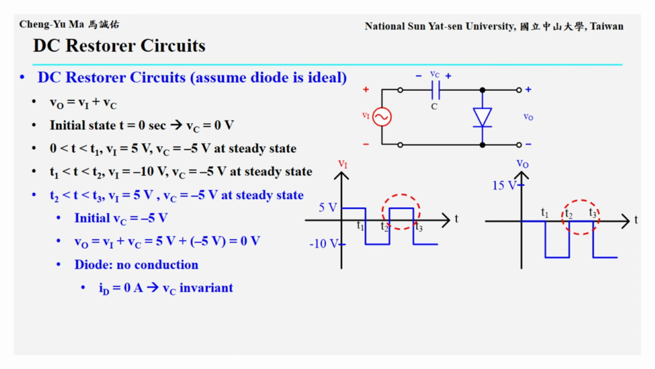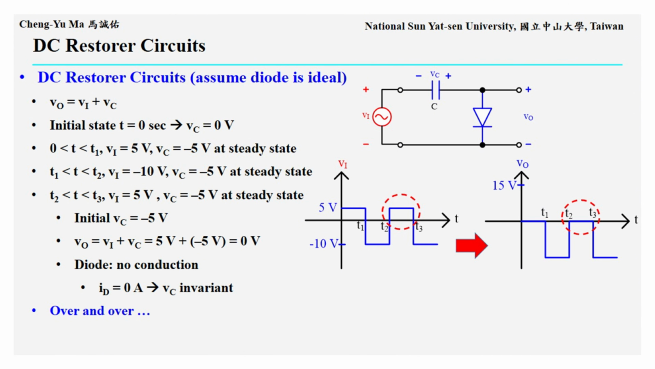During the interval from T2 to T3, the capacitor voltage still remains at negative 5 volts. When Vi changes to positive 5 volts, the output voltage immediately becomes Vo equals Vi plus Vc, which is 5 volts plus negative 5 volts, equal to 0 volts. The diode is still not forward biased, so it remains non-conducting. Since no current path changes the capacitor charge, Vc remains unchanged. Therefore, the output remains at 0 volts during this interval.